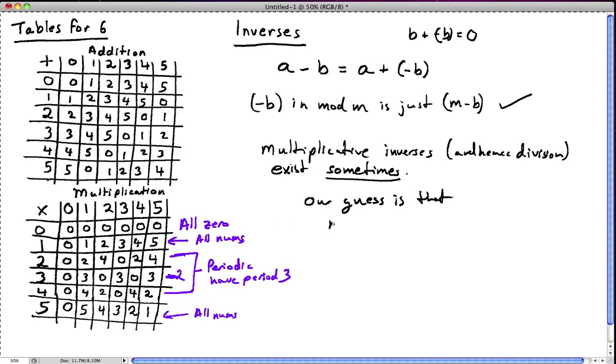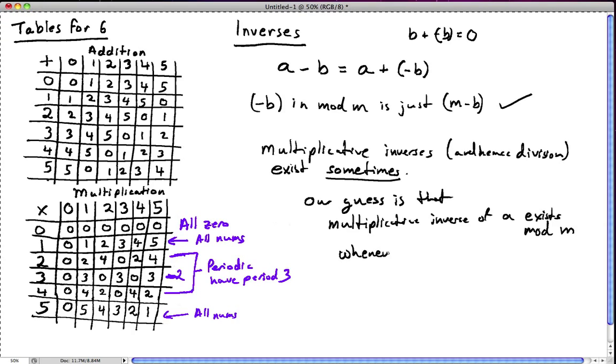that multiplicative inverses exist, A inverse exists, mod m, whenever A and m have no factor in common.